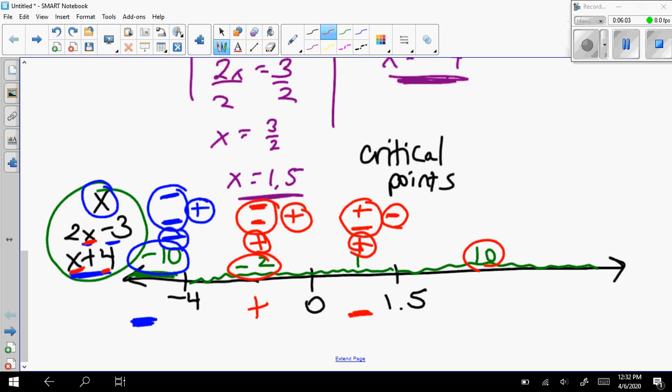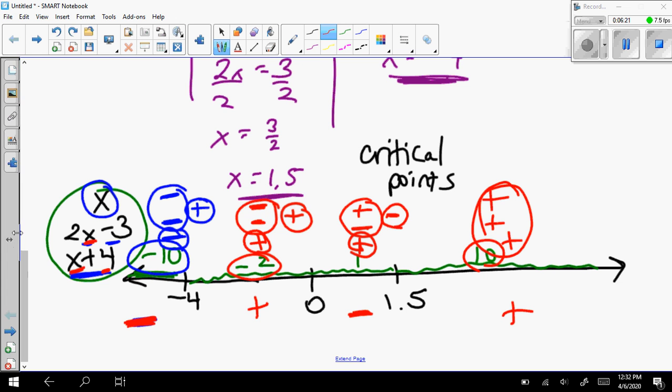Okay, our last one is 10. I get positive. 2 times 10 is 20. Take away 3, that's still positive. And then add 10 and 4, you get a positive. All right, if I multiply these positives together, I stay positive. So your signs down below go negative, positive, negative, positive.